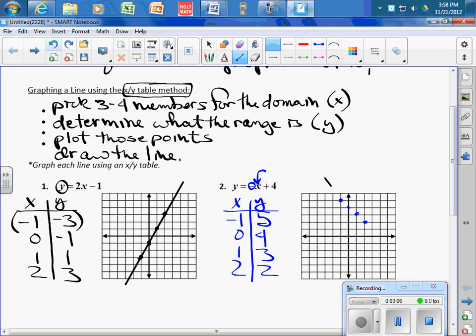These are not turning out to be very good lines. Hang on here. Let's try that again. And it'll look something like that.